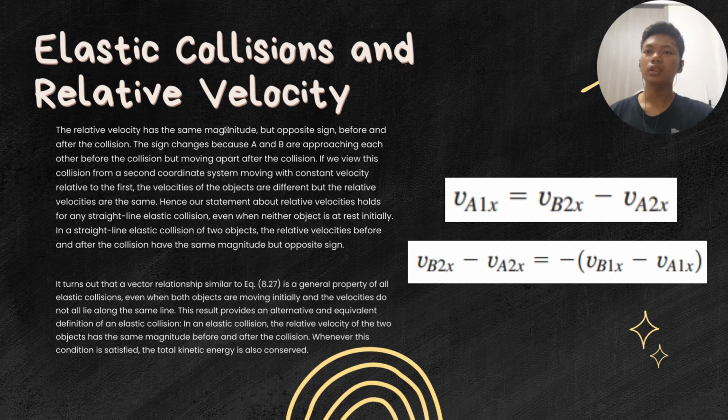So it turns out that a vector relationship similar to this is a general property of all elastic collisions. Even when both objects are moving initially and velocities do not lie along the same line, this result provides an alternative and equivalent definition of elastic collision. In an elastic collision, the relative velocity of the two objects has the same magnitude before and after the collision. Whenever this condition is satisfied, the total kinetic energy is also conserved.